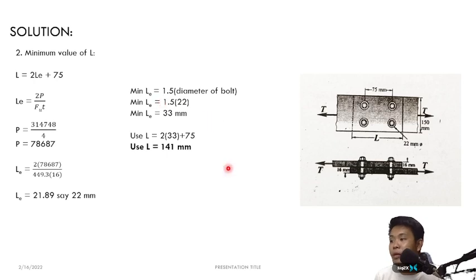formula to determine the minimum edge distance. So, it equals to 1.5 multiplied by diameter of the bolt. So, the minimum edge distance is equals to 1.5 multiplied by 22. So, makukuha natin na yung minimum daw ng edge distance is 33 mm. So, kung mapapansin natin, 22 ito, pero ang minimum natin is 33. So, ang gagamitin natin dito sa formula na to, na edge distance, is yung 33 mm. So, L is equals to 2 multiplied by 33 plus 75. So, ang value ng L natin or yung length natin is 141 mm. And that's all. Thank you.